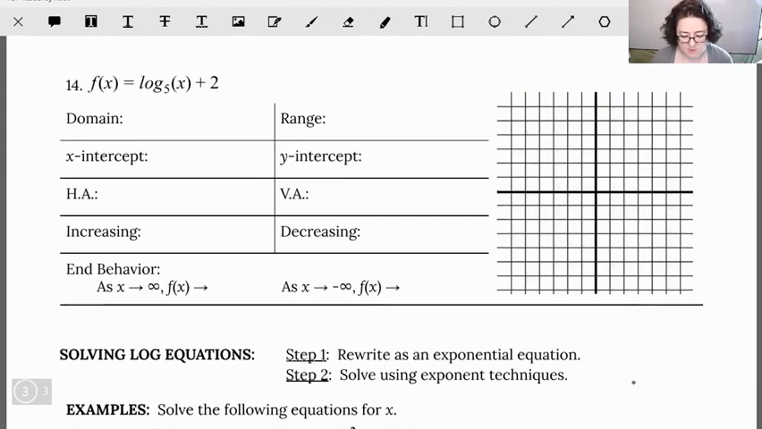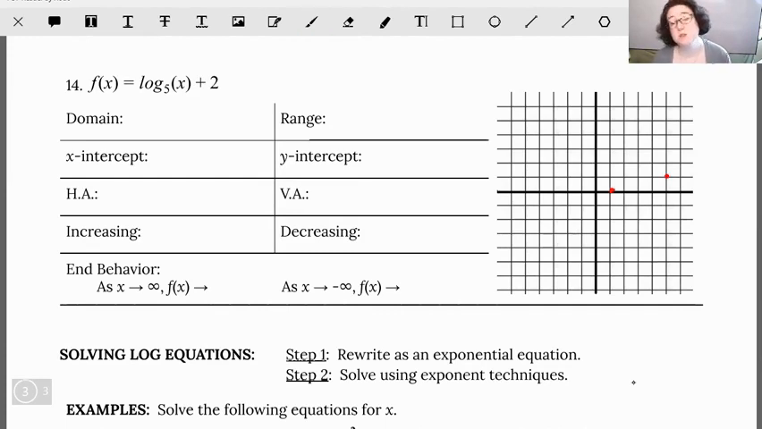So f of x equals log base 5 of x plus 2. Again, let's figure out our starting points, and you could absolutely plug this into Desmos just to double check. But just like before, when we had a base 3, we had a point at 3, 1. So if we have a base 5, we have a point at 5, 1. So our 2 points to work with are 1, 0 and 5, 1.